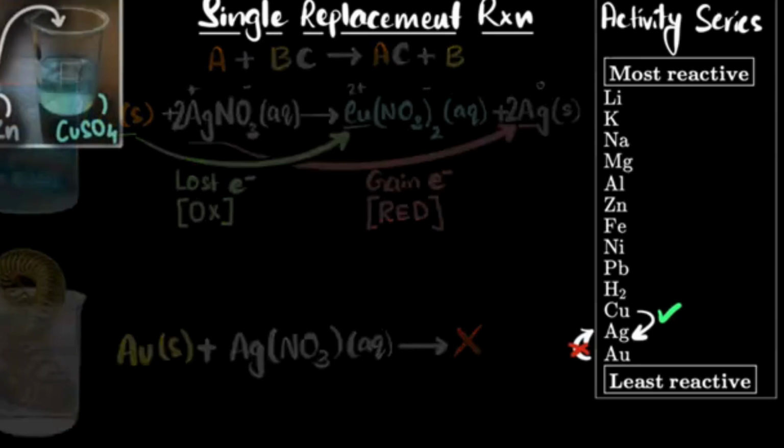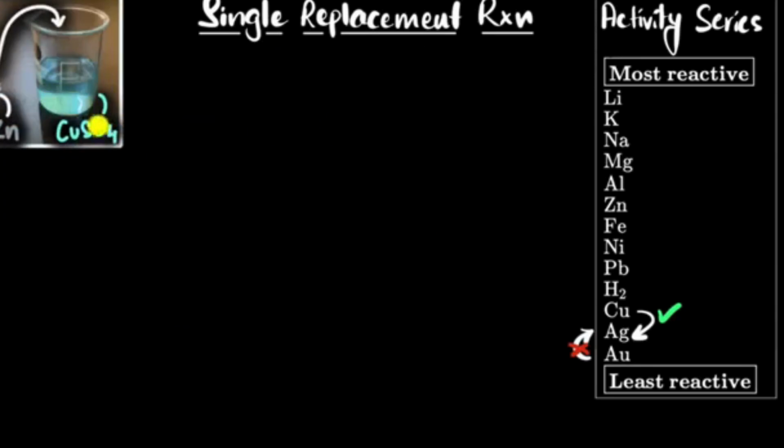For the first one, let's put zinc in copper sulfate solution. It would be a great idea to pause the video and make a prediction of what's going to happen. Use the activity series and think about whether the replacement reaction happens. And if it does, what does that reaction look like? Who's getting oxidized? Who's getting reduced? So pause and try. Okay, here goes.